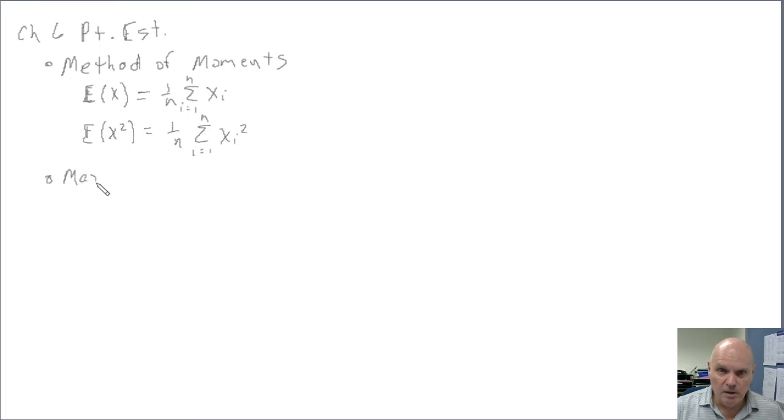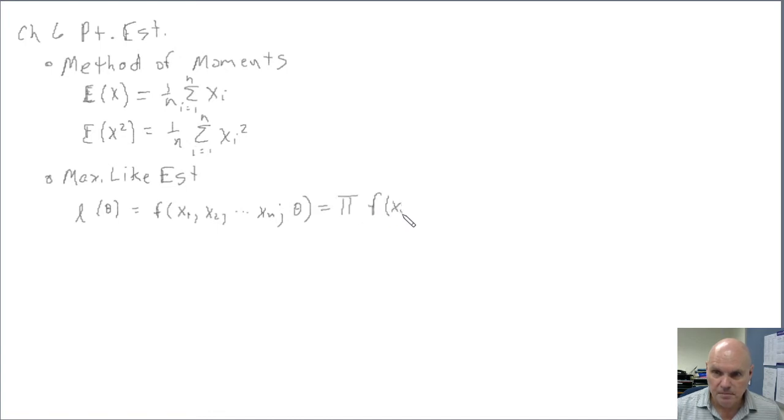The other method that we looked at was maximum likelihood estimation. And there, for a single parameter, we talked about the likelihood function, L of theta. It's nothing more than the joint distribution of all of our random variables in our data. I'm going to just look at the case where there's a single unknown parameter theta. And we'll make the assumption here, typically, that these are independent. So the joint PDF is the product of the individual PDFs.